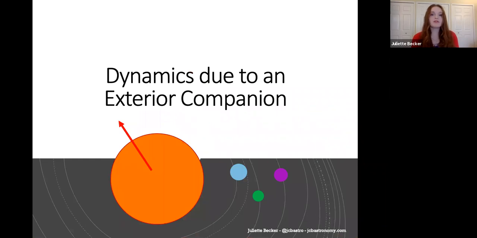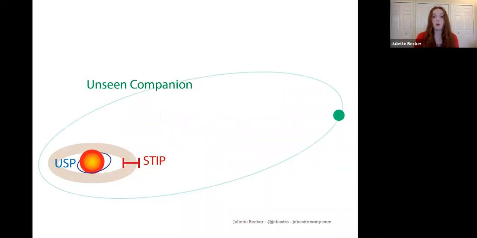First, we're going to really briefly talk about the dynamics due to an exterior companion, which, as I'll explain at the end, I think is the less likely of these two explanations. It's very plausible that this system has an additional planet that we don't know about.